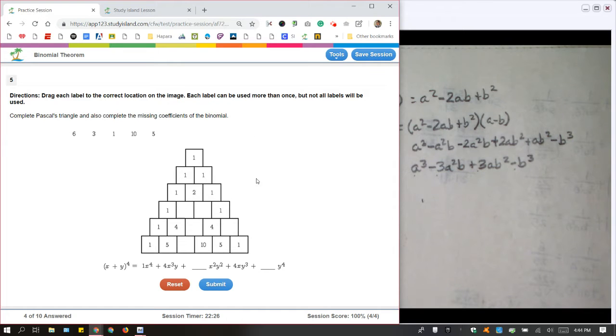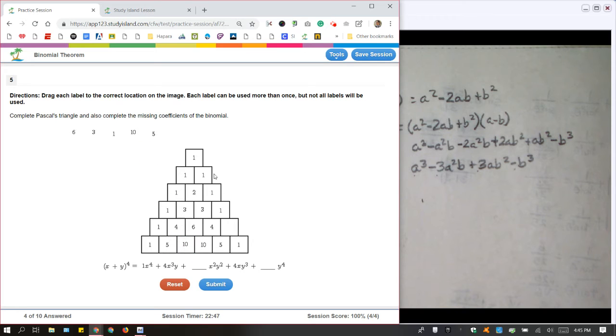So Pascal's triangle, again, we're just adding the two that are right above it to get that number. So 1 and 2, what's 1 plus 2? 3. Okay, 2 plus 1 right there. And then what's 3 plus 3? 6. So 6 goes right there. And then what is 4 plus 6? 10. So 10 goes right there.